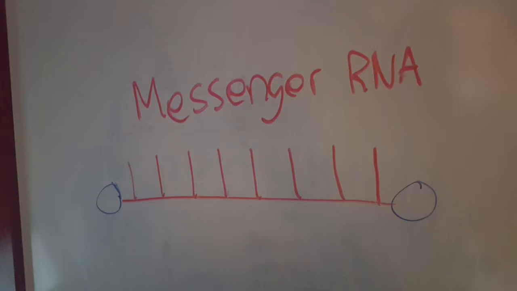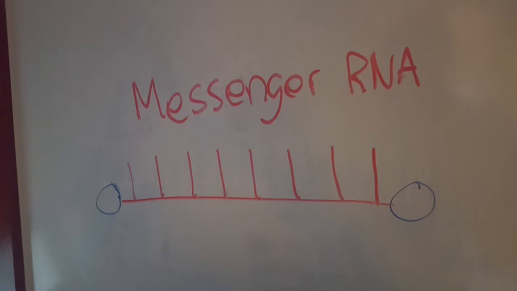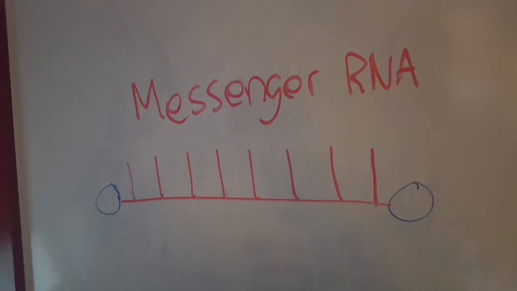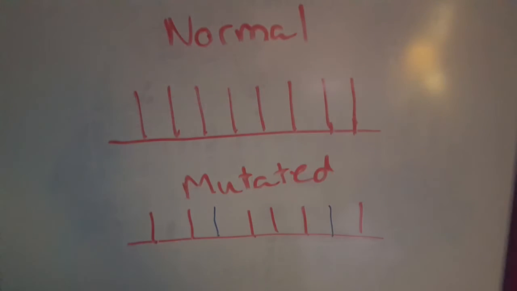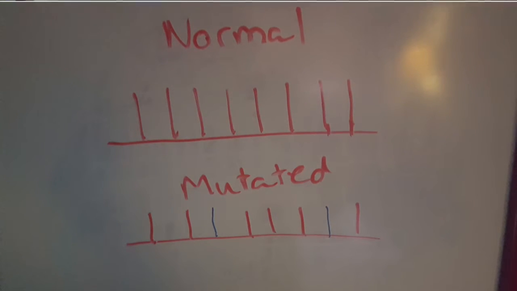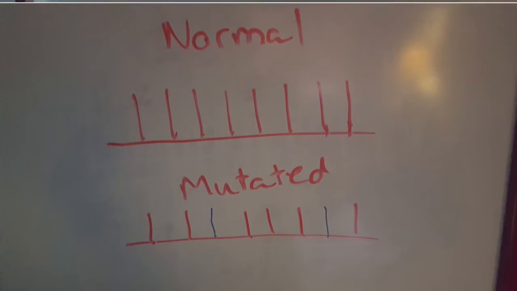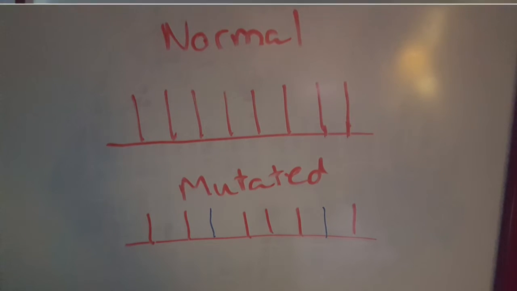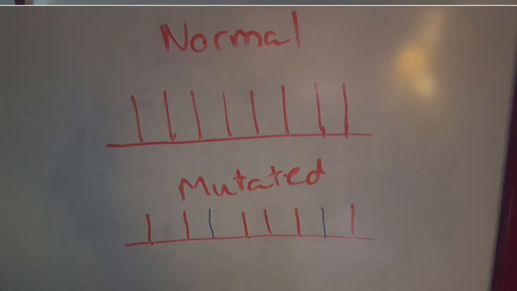A messenger RNA is a copy of the DNA strand, and it is used as instructions to make proteins in translation. Throughout the process of transcription, mutations can occur. Mutations are caused when bases are either changed, added, or taken out, and they can affect the DNA to be different than normal, meaning it might not function properly.